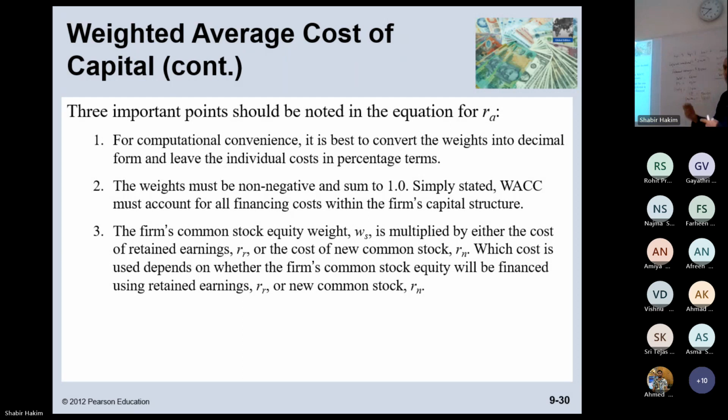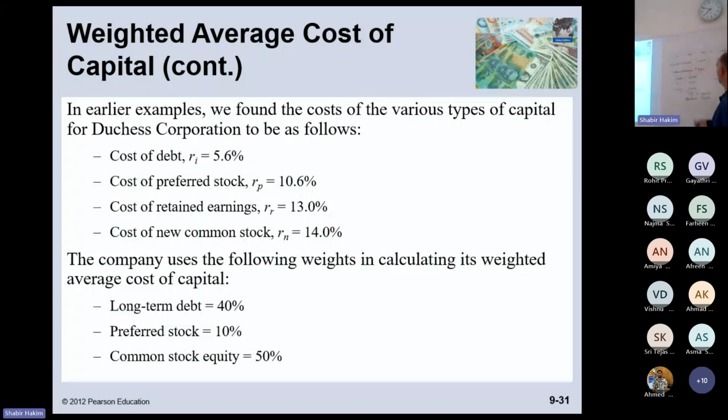Now see the difference. If you look at the Dutch Corporation here, pay attention: the cost of debt is 5.6 after tax, preferred stock 10.6, retained earnings 13, new issue 14. We did all these things together. Now when you have to find the WACC for this company, let's focus on the distribution below. To find the WACC for our company with this distribution, we are going to write it this way.